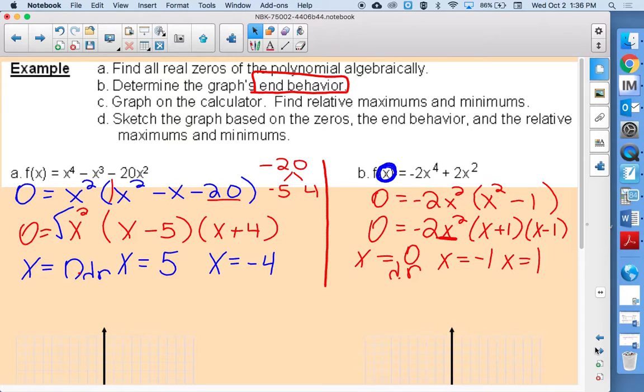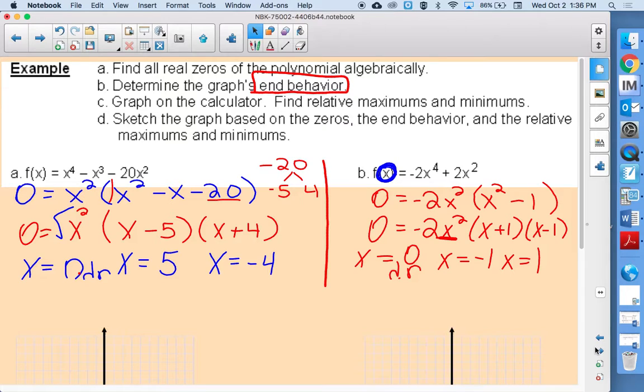So if you look at the first one, just reviewing what we did yesterday. So we found the zeros. The top power tells me how many I can have, so I can have 4. Once we factored it, we noticed that there were 2 zeros, multiplicity of 2 or a double root. And then we had a 0 at 5 and a negative 4.